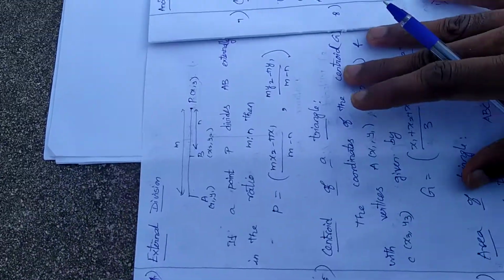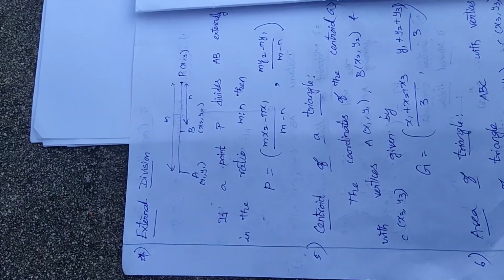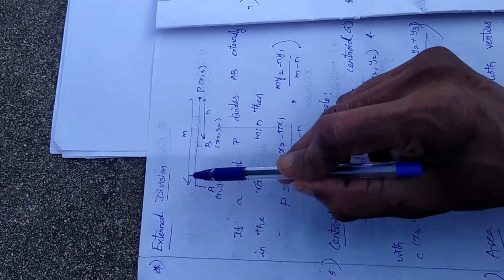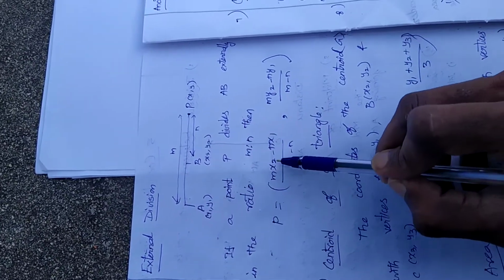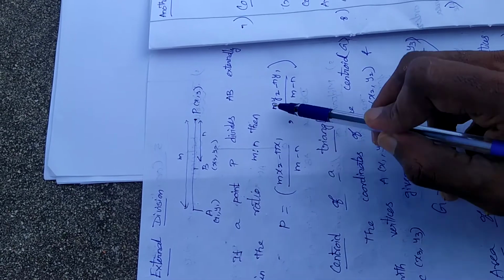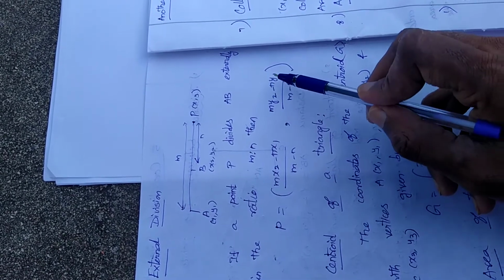Next, external division means if a point P divides AB externally in the ratio m is to n, then the formula for P is given by (mx2 minus nx1) by (m minus n) and (my2 minus ny1) by (m minus n).